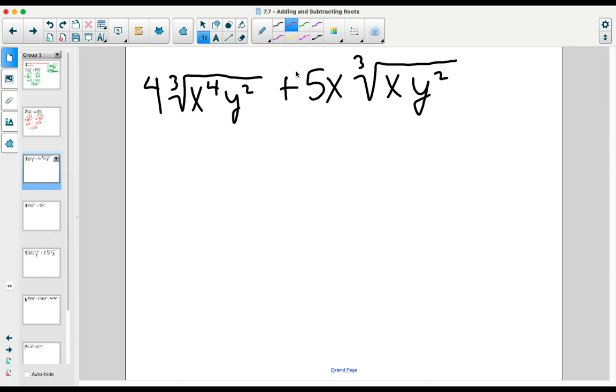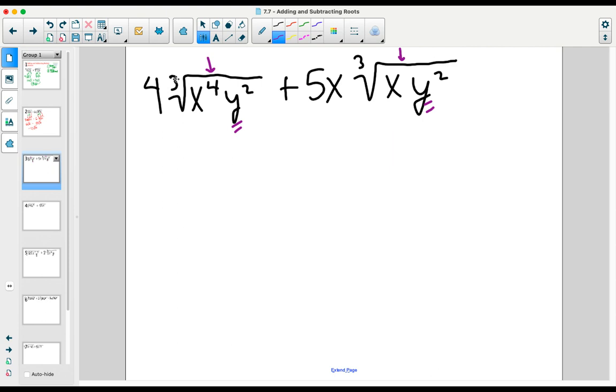We see that both of the radicands have a y squared. That's a good place to start. Now we need to handle this issue with the x's, where this x is raised to the fourth power and this x is only raised to the first power. That's where the cube root comes into play.